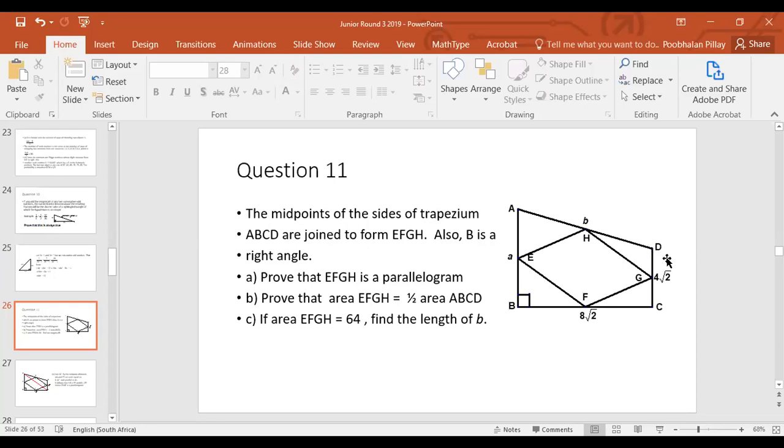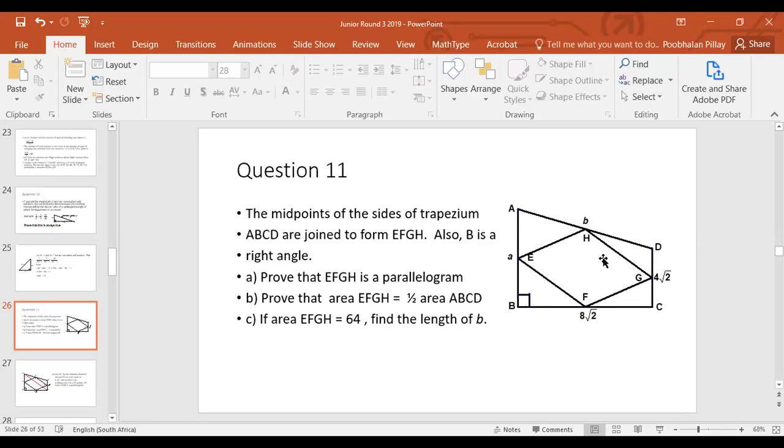These are equal, these are equal, these two are equal, those two are equal. You join all these points and you create a new quadrilateral from the original trapezium. The first question is to prove that this is a parallelogram. Interesting problem. No matter what trapezium you take, as long as it's got a right angle, it's a parallelogram. In fact, if you take any quadrilateral and do this, it's an interesting case.